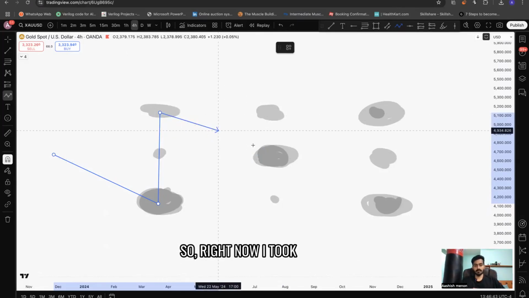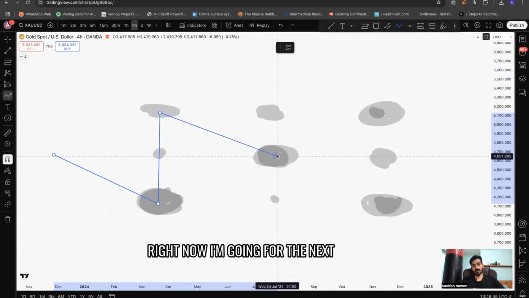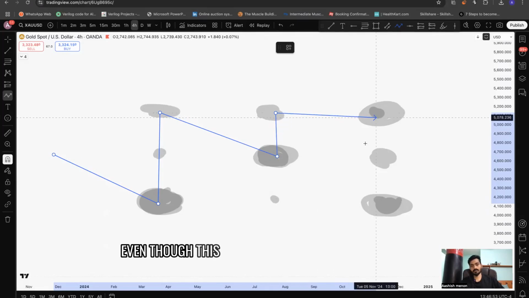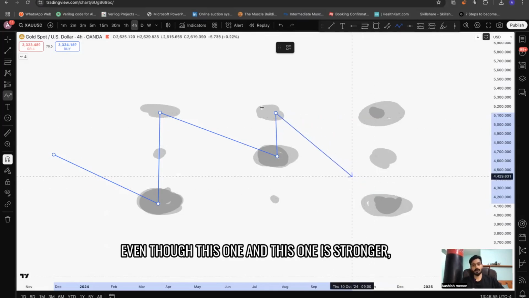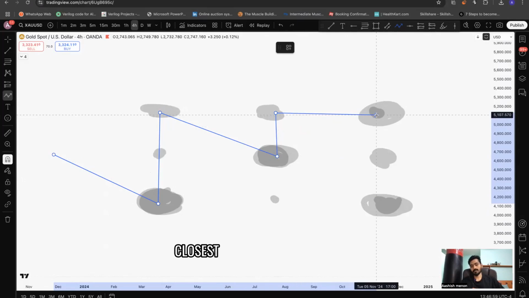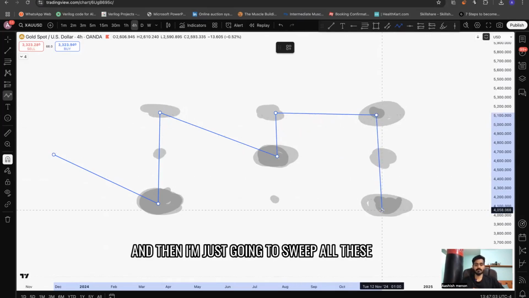So right now I took this out. Right now I'm going for the next big one. Yes, I took that out. Which is the next closer one to me? This one. It's the closest one. Even though this one and this one is stronger, I'm going to mitigate this one and then go for the next closest and the strongest one. And then I'm just going to sweep all these out.